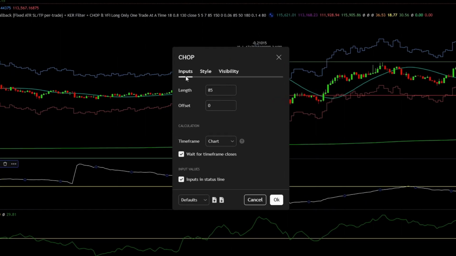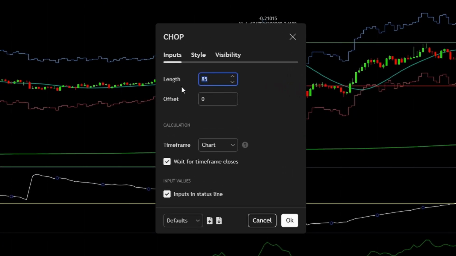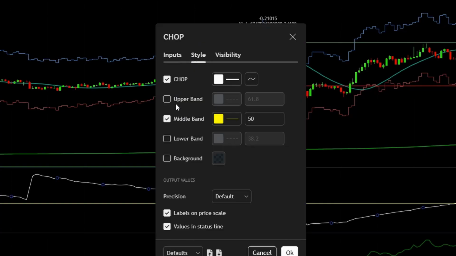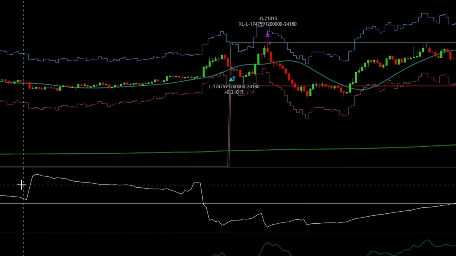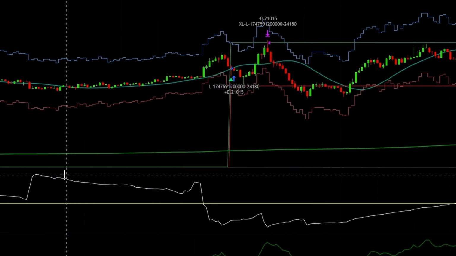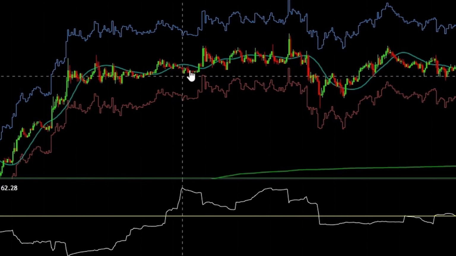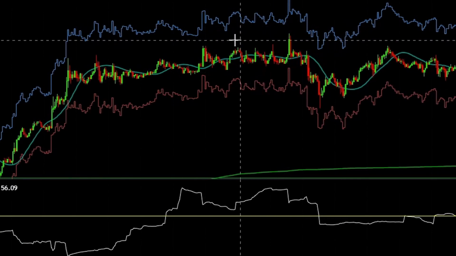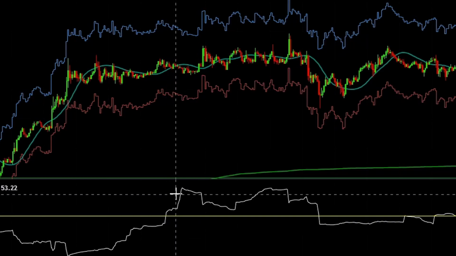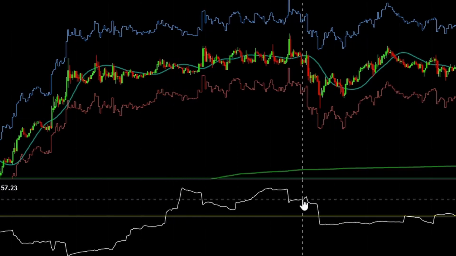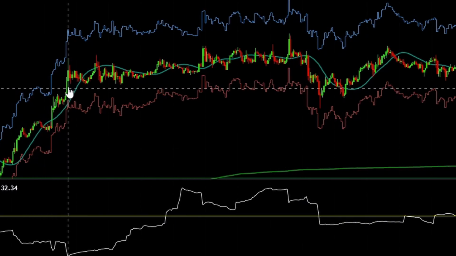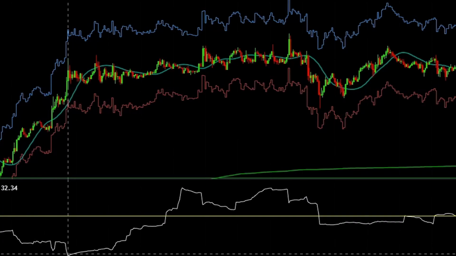And next up, the choppiness indicator. For its length, set 85. Then in the styles tab, uncheck the upper band, the lower band, the background, and make sure that the middle band is set to 50. The higher the value of the choppiness indicator, the choppier the chart is. For example, you can see that in this period, the price was moving up, down, up, down, up, down in a sideways period, and that's why the choppiness value is a bit higher than usual. But when it's gradually trending upwards, then the choppiness value decreases, signaling that it is a trending market and not a choppy market.